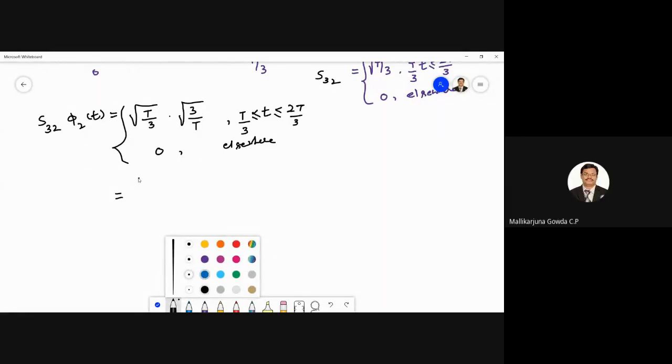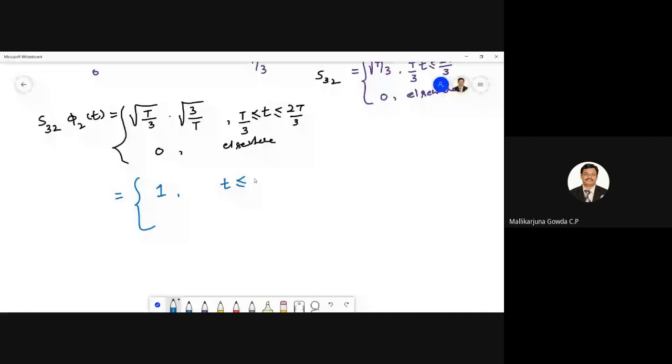Root of t by 3 into root of 3 by t will be 1, over the interval t less than or equal to 2t by 3 and greater than or equal to t by 3. And it will be 0 elsewhere. Right? So this is my S32 into pi 2 of t.